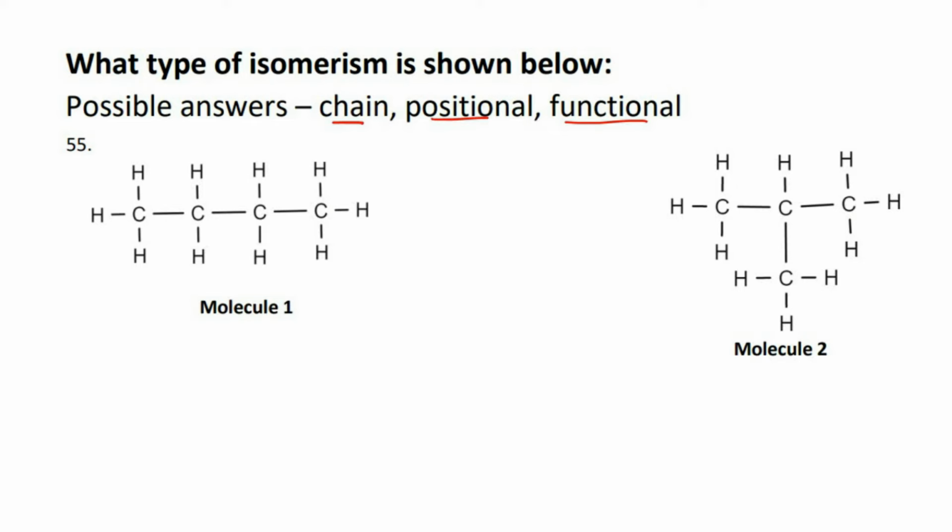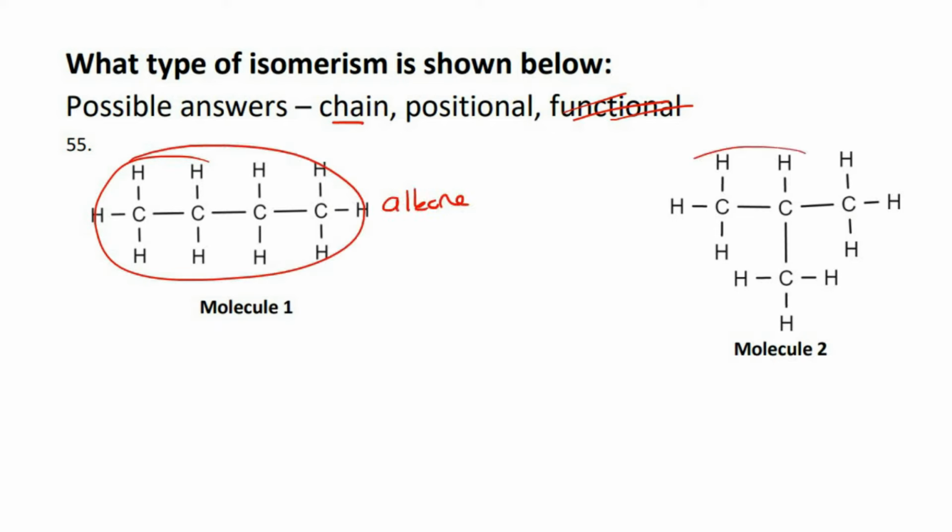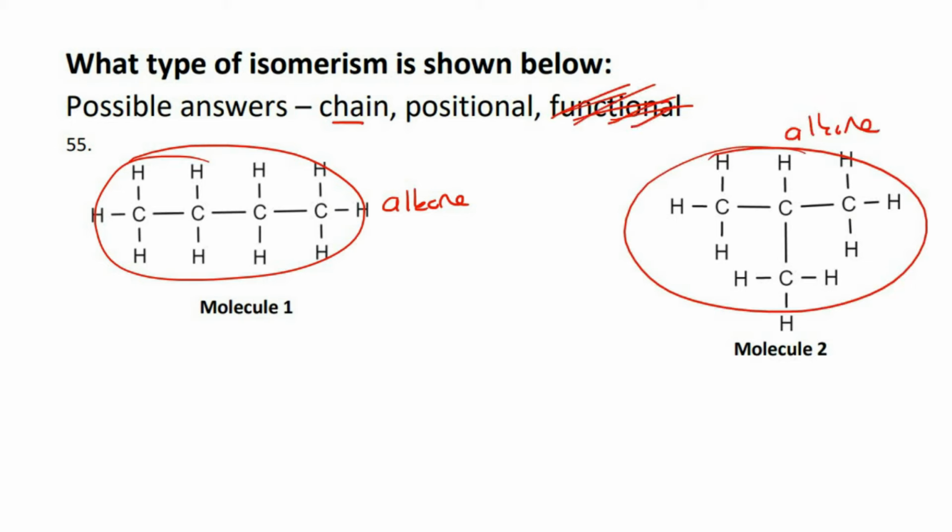So let's quickly cross out functional. Functional will only be if the homologous groups are different. So like you have an aldehyde and a ketone, or a carboxylic acid and an ester. But if you look at this molecule, this is an alkane. If you look at this molecule, this is an alkane. So it cannot be functional, so it could either be positional or chain.